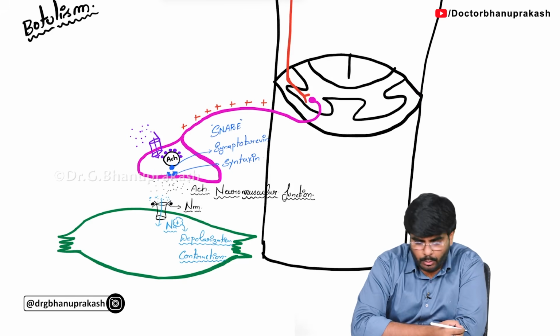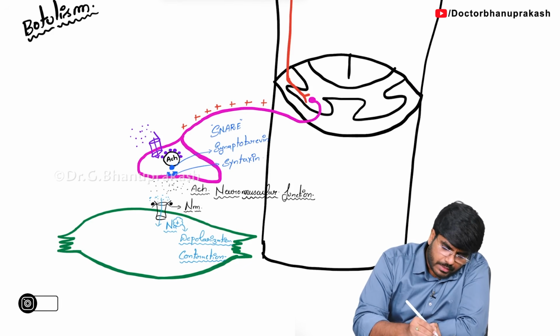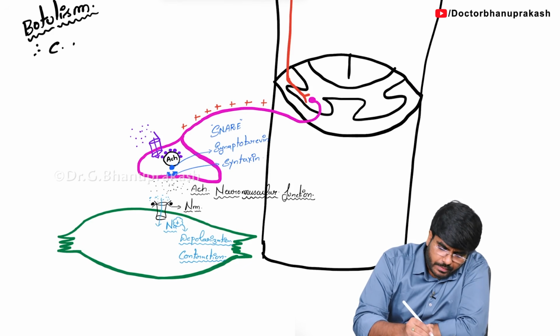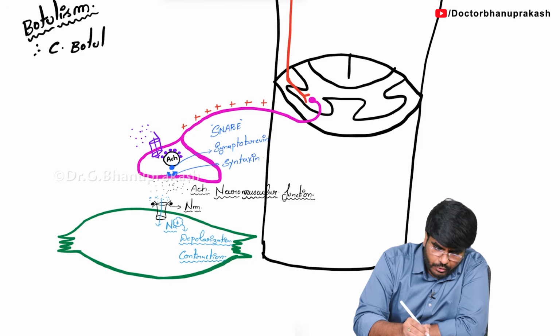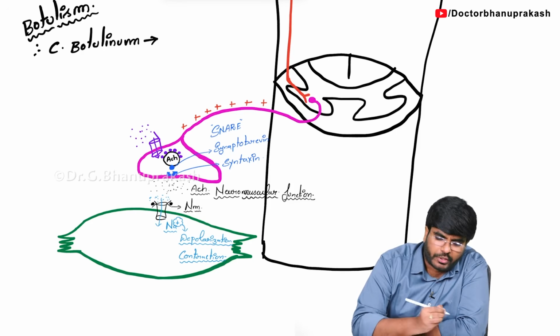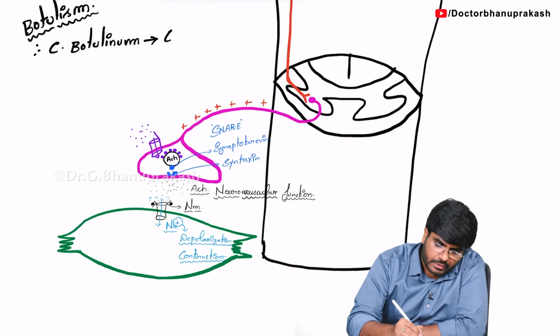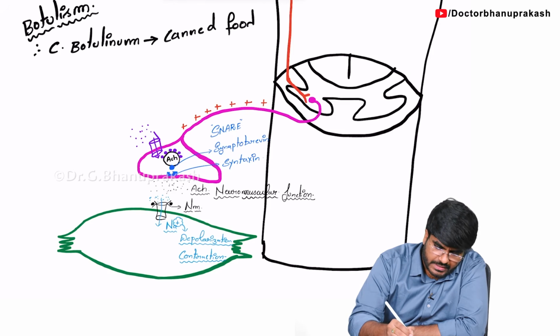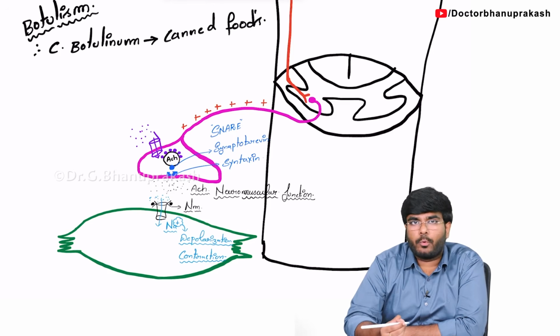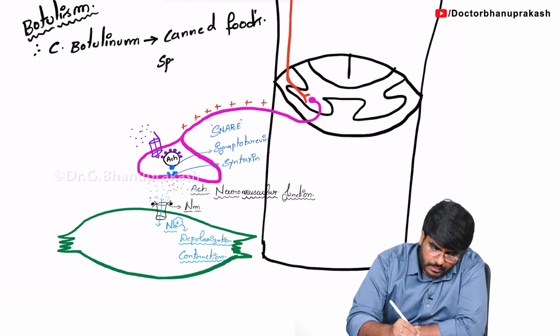Okay, what exactly is happening in botulism? This botulism is because of a bacteria called Clostridium botulinum. So where exactly are you going to have this Clostridium botulinum? It is present in canned foods, contaminated meat or milk products, and sporulated honey. Okay, contaminated honey.